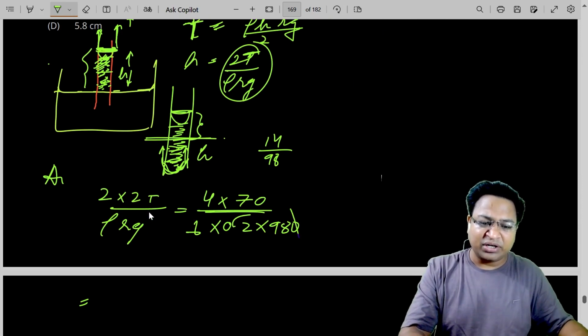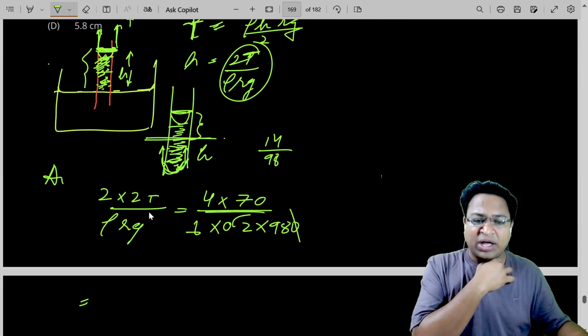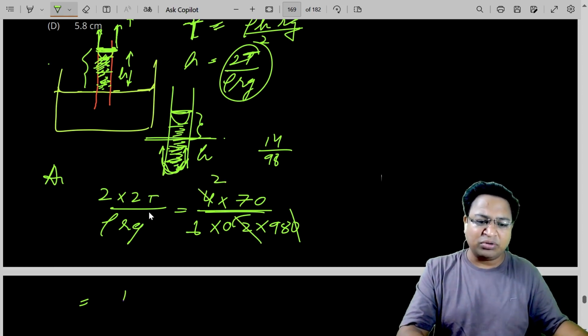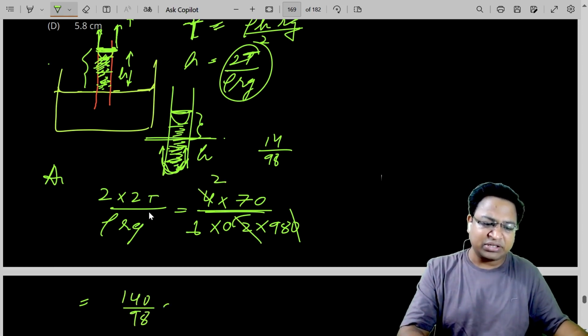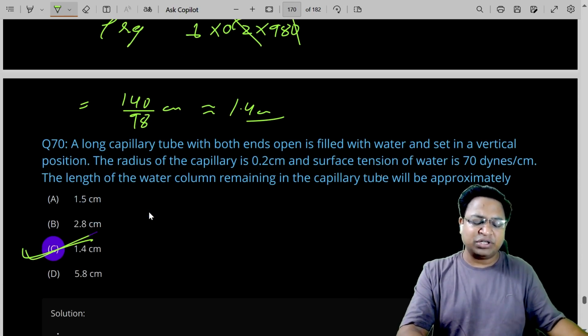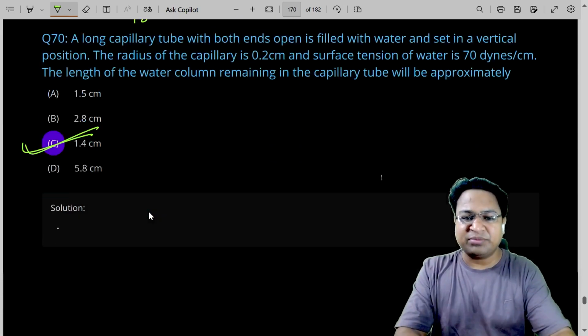So this decimal we can get rid of and we can remove the 0. And so this becomes 140 about, or you can cancel this 2 and make it 2. So 2 into 70, that is near about 140 divided by 98 centimeters. So that is very close to 1.4 centimeters. So 1.4 centimeter would be the right answer. So that was question number 20 for you.